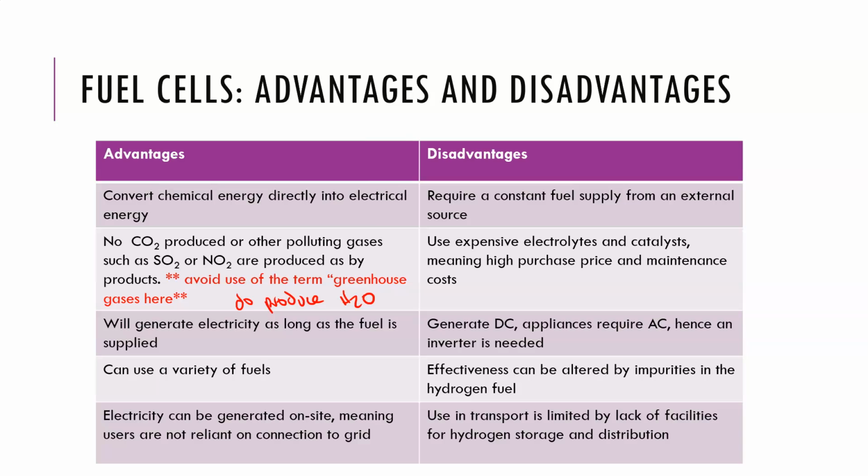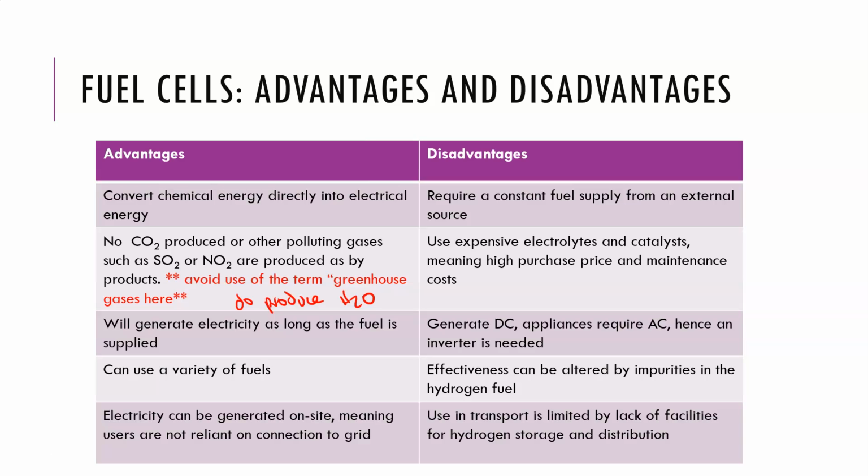We can use a variety of fuels, not just hydrogen. Okay, so methanol and other fuels can also be used in these cells. But the effectiveness of these cells is highly influenced by things like purity. The presence of impurities in our fuels can poison the catalysts and reduce the life of those expensive electrodes as well.